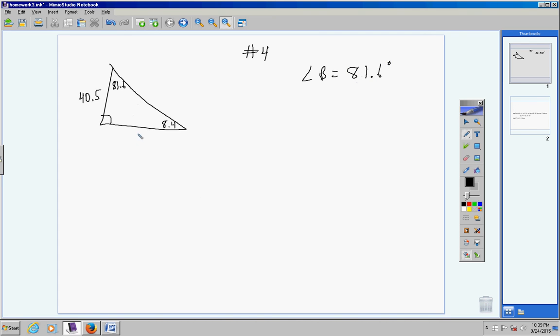Now we got to find side B and side C. Doesn't matter which one you find first. I'm going to use this angle here, use this side here, and solve for B. I just chose to do that. So tangent of 8.4. Now I use tangent because I have opposite and adjacent. So tangent of 8.4 equals opposite over adjacent, which is B.